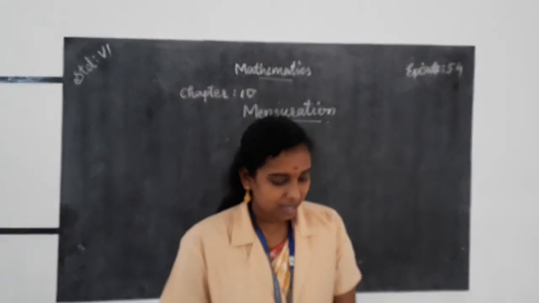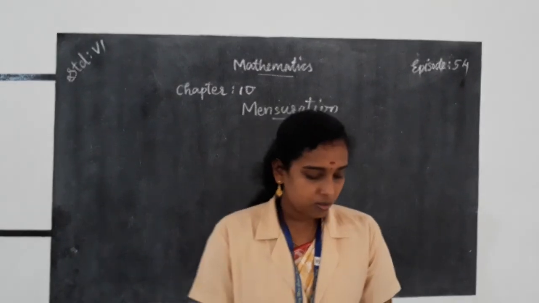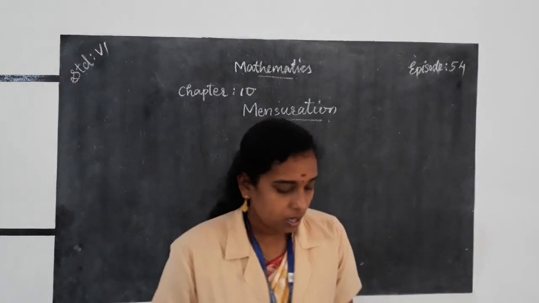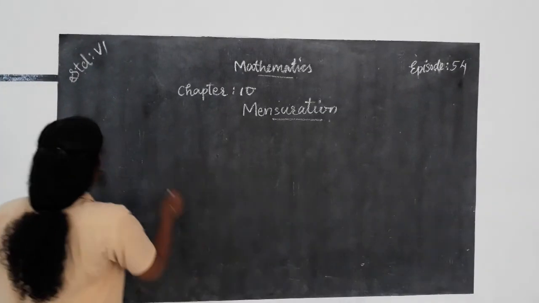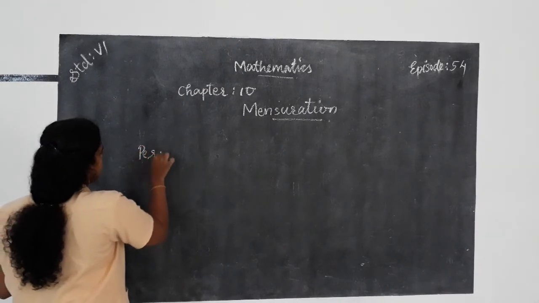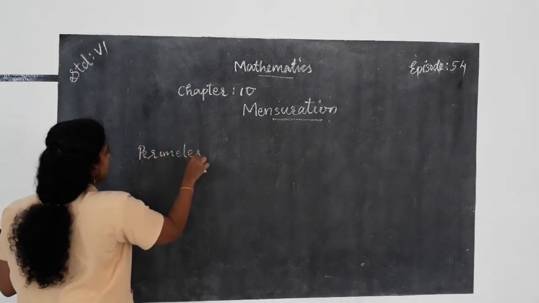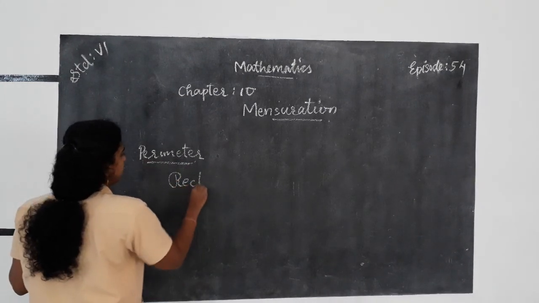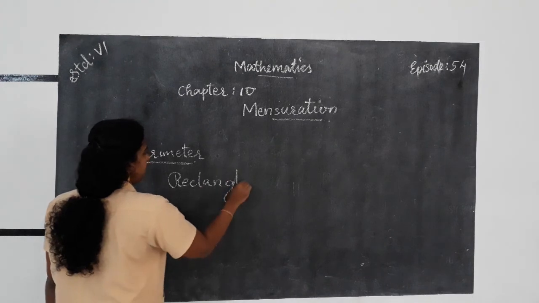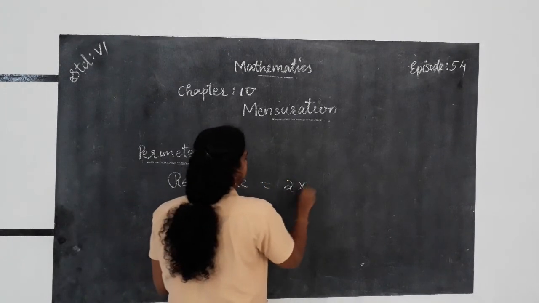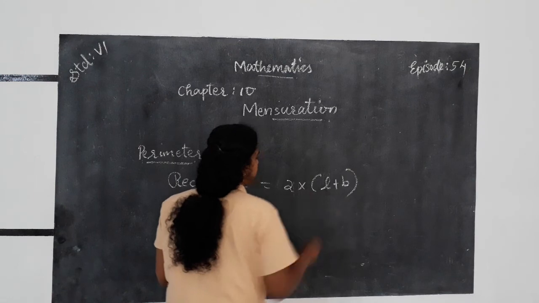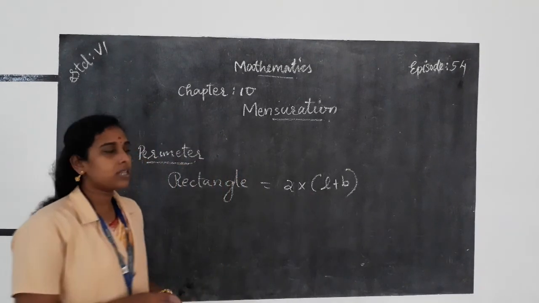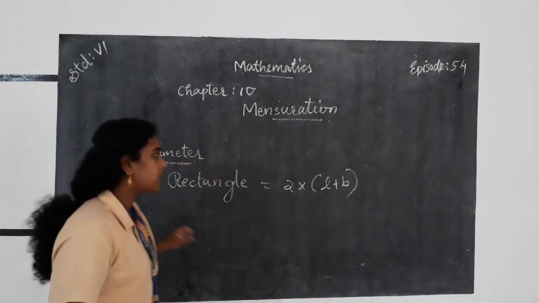Hello dear students. In the last class we discussed how to find the perimeter of a rectangle, square and other regular shapes. So how do we find the perimeter of a rectangle? The perimeter of a rectangle is equal to 2 into L plus B, that is, 2 into length plus breadth.